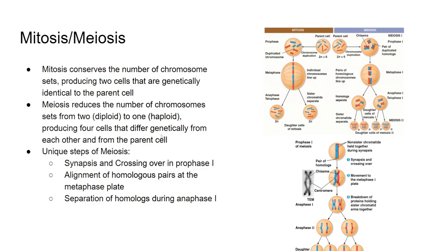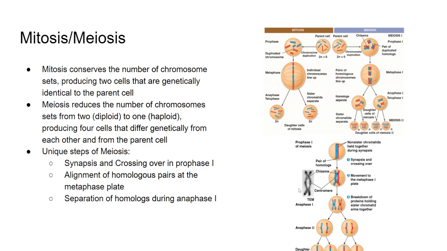Unique steps of meiosis, if you really want to compare the two. In meiosis, we obviously have synapsis and crossing over in prophase 1, the alignment of homologous pairs at the metaphase plate, right? In mitosis, we're only lining up the sister chromatids. We're not lining up homologous chromosomes like we see here in metaphase 1, and separation of homologs during anaphase 1, right? In mitosis, we're going straight through it. We are not lining up any homologous chromosomes, and we're not separating homologous chromosomes. We're only separating the sister chromatids.